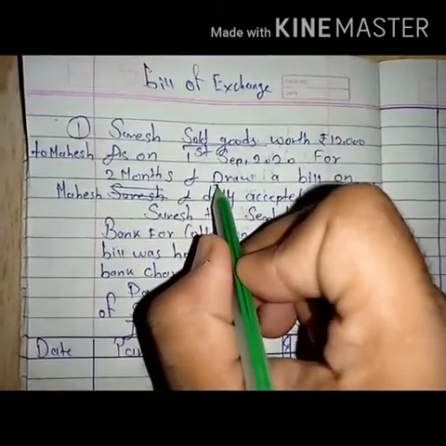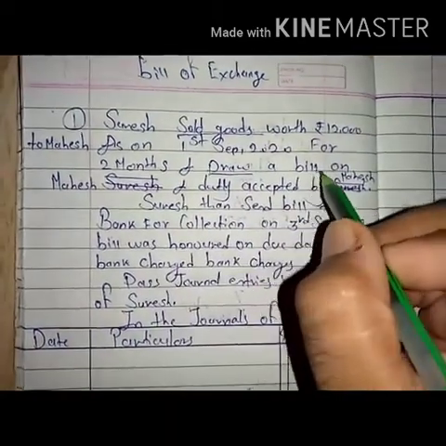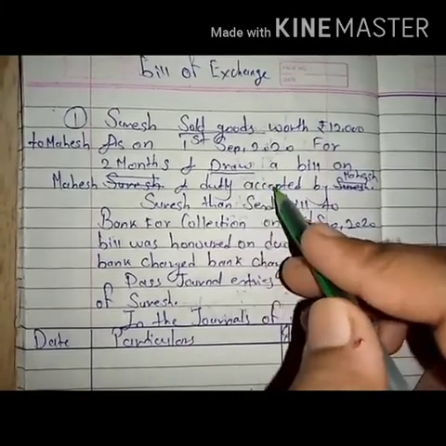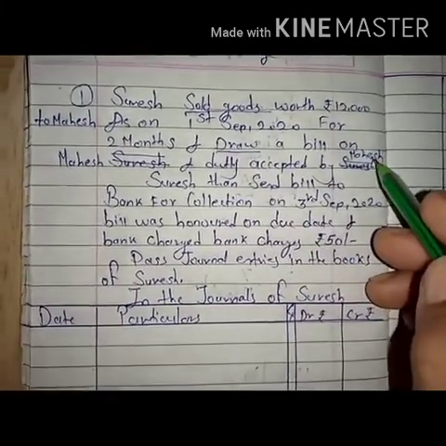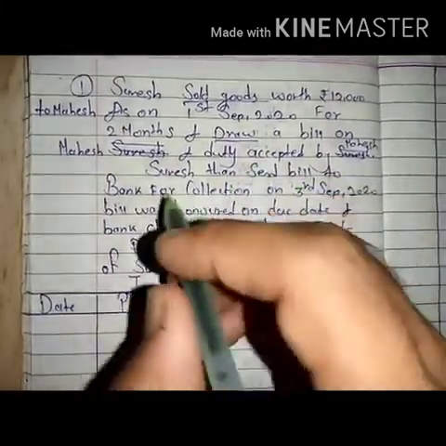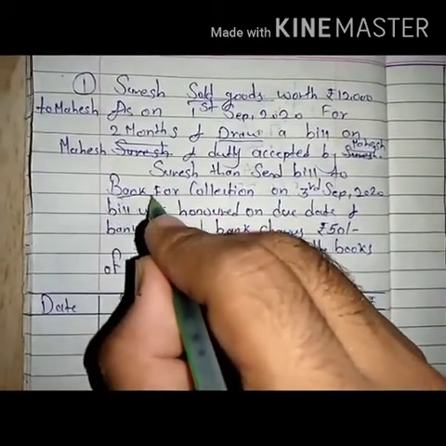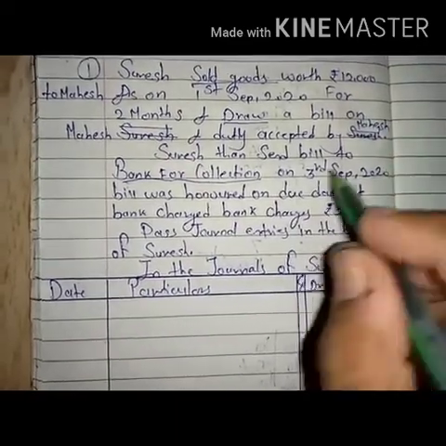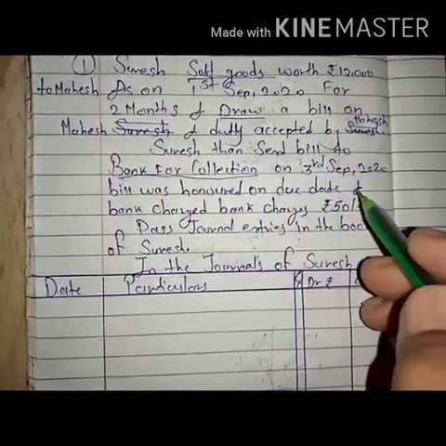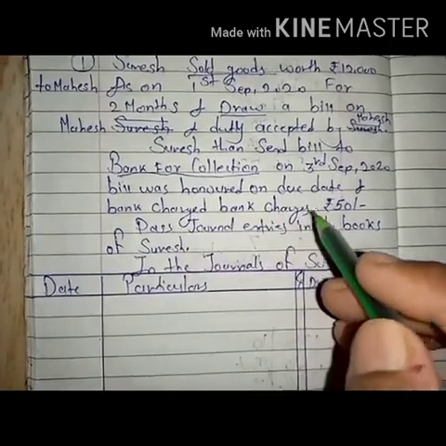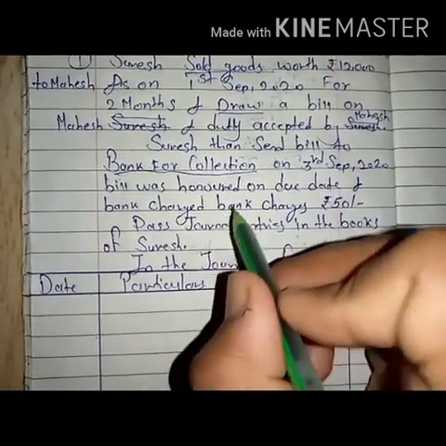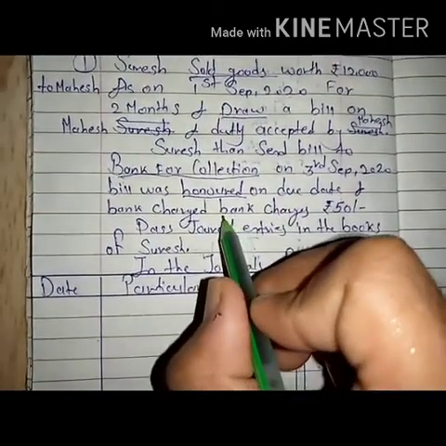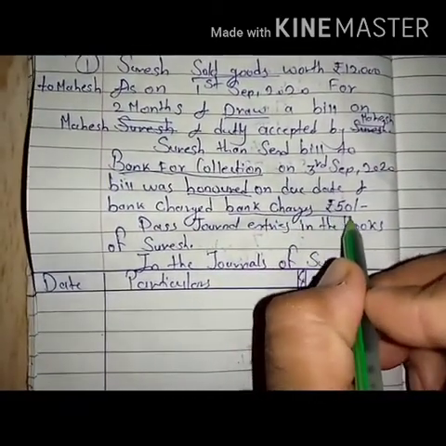The second entry we found is the bill drawn and duly accepted by Mahesh. Then, Suresh sent the bill to the bank for collection on 3rd September 2020. The bill was honored on the due date and bank charges rupees 50. Honored means the bill is paid, and bank charges rupees 50.